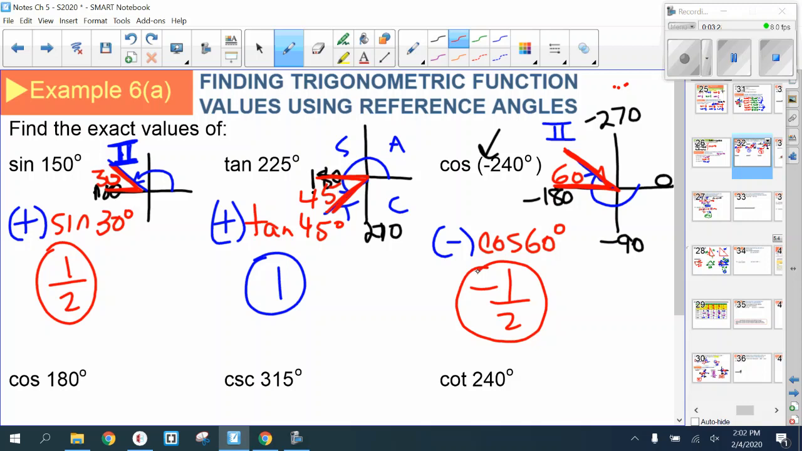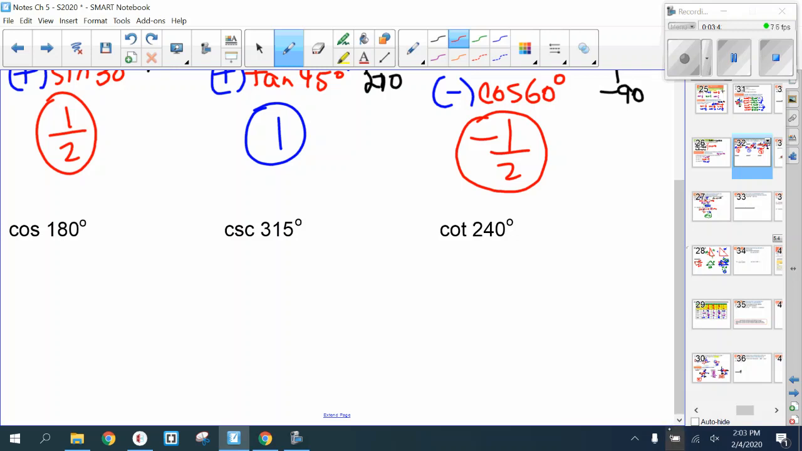Okay, now keep in mind, we did not find the value of cosine 60. We found the value of cosine negative 240. And the reason that this answer is negative is because that put me in the second quadrant. We just used 60 to get us there.